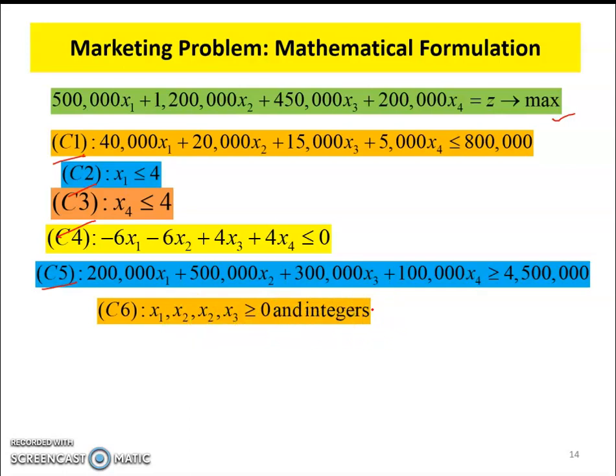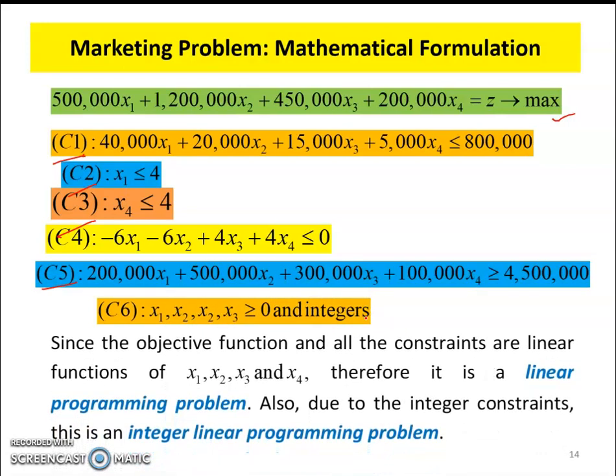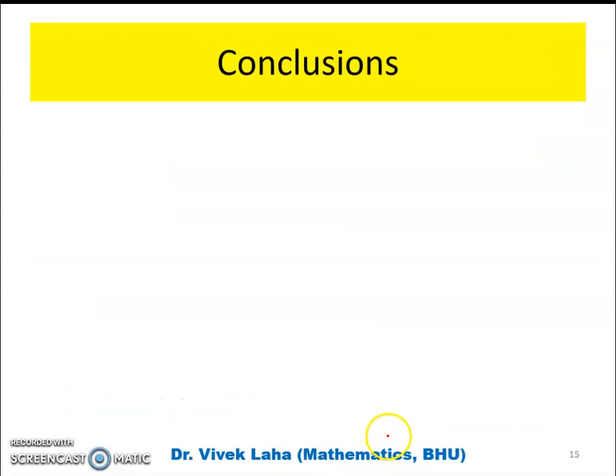So this is known as a linear programming problem, since the objective function and all the constraints are linear functions. See, these are linear functions of x1, x2, x3 and x4, and therefore it is a linear programming problem, and since integer constraints are also involved in this, it is a linear integer programming problem.